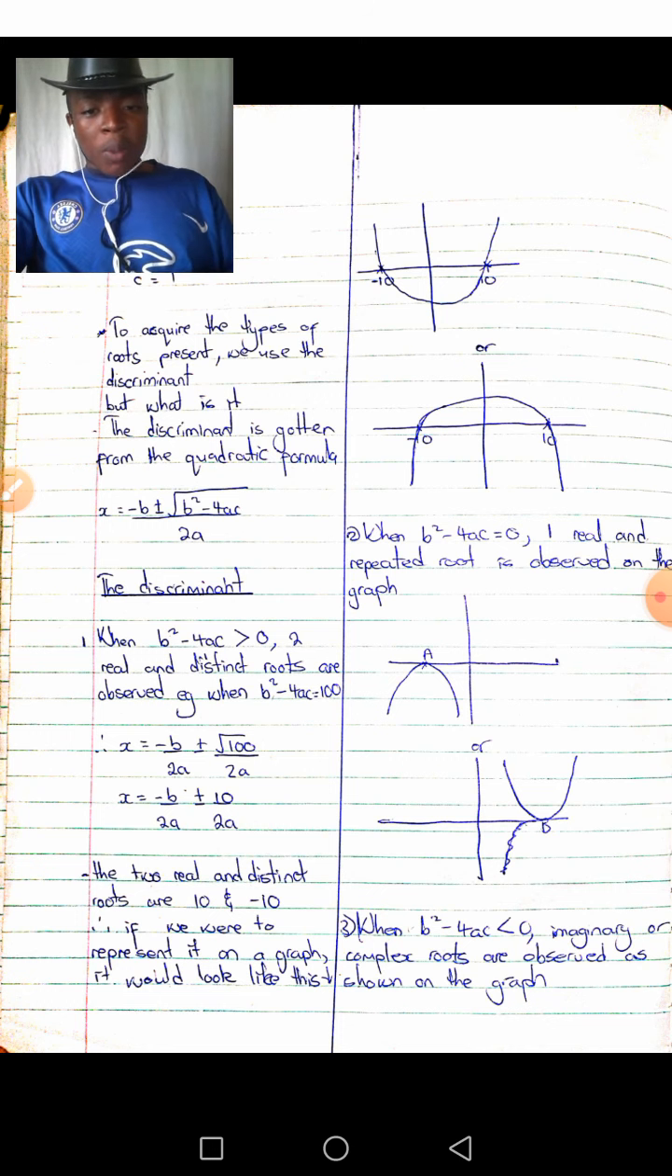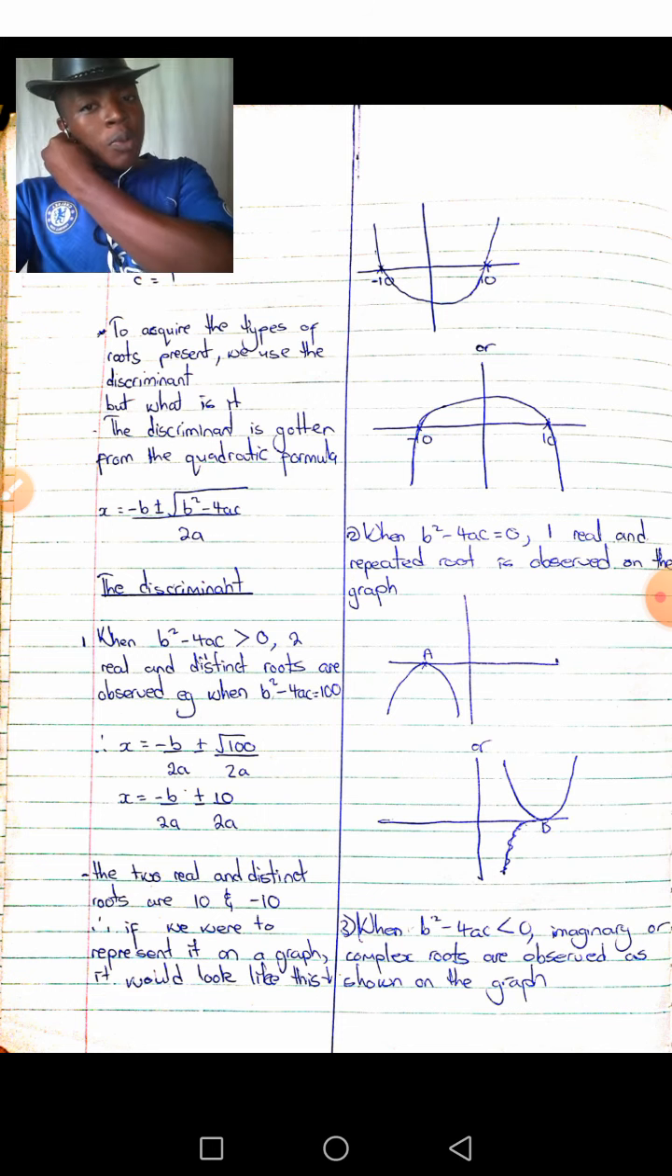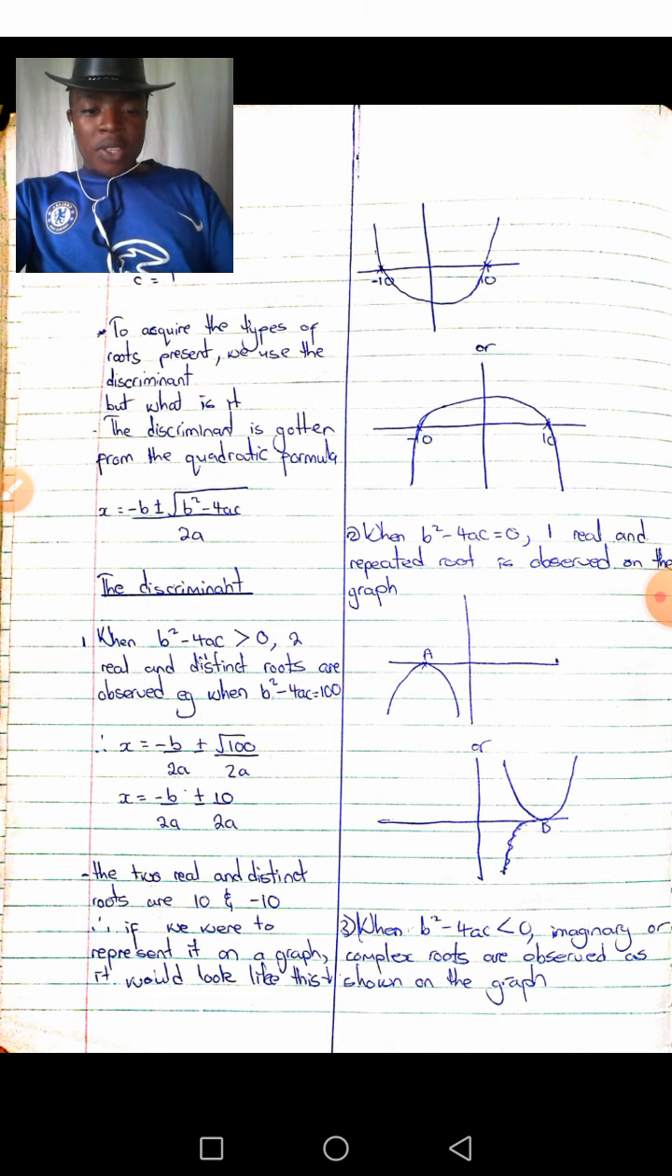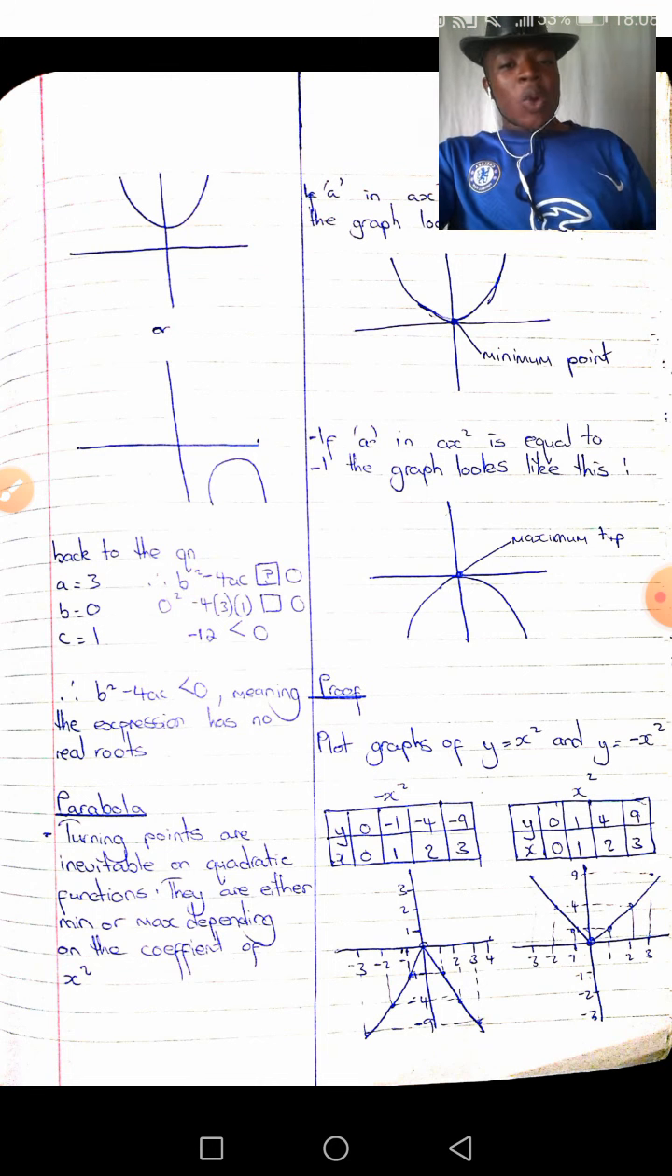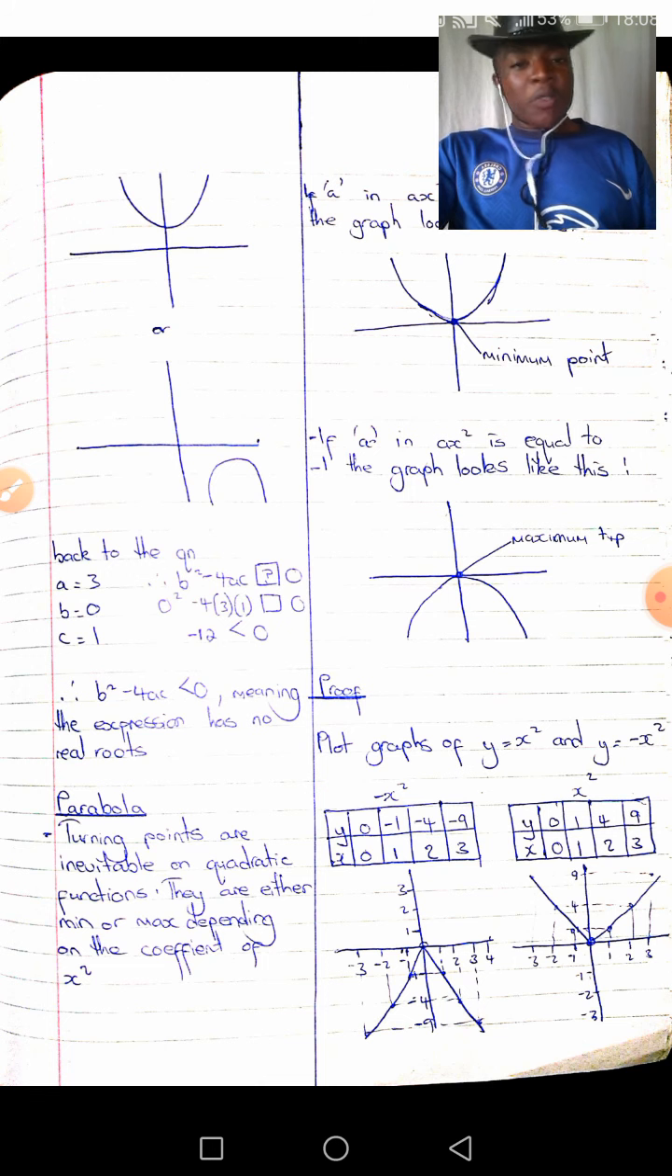we need to know. When b squared minus 4ac is less than 0, we produce imaginary or complex roots. Do you know that if you say root of negative 1, you get an error on your calculator, right? On your calculator it would be an error, but mathematically you would have gotten a complex root. So a complex root is gotten whenever b squared minus 4ac is less than 0. So the graph will look like that, where it's not intersecting with the x-axis. Therefore, it has got imaginary or complex roots.